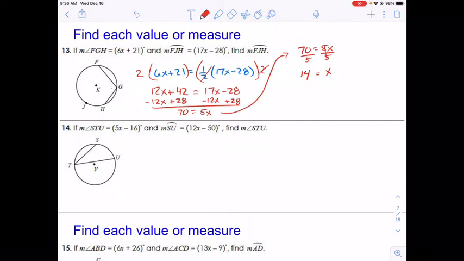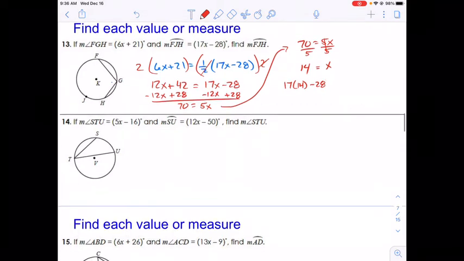So we're not done yet. We have to plug this back in and find the measure of arc FJH, which is the second equation. So we're going to do 17 times 14 minus 28.